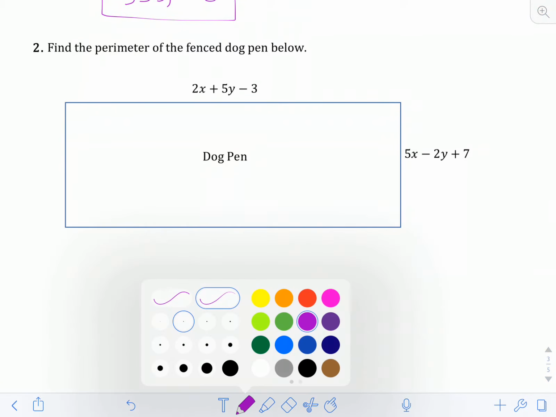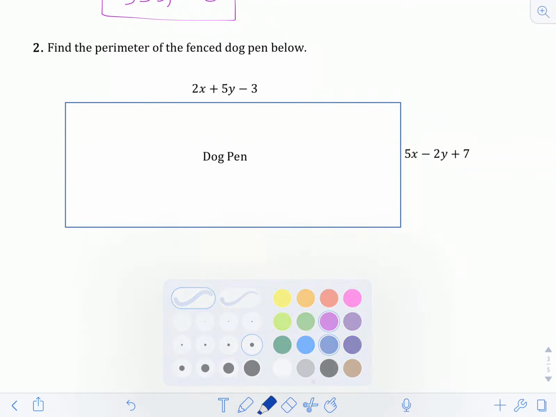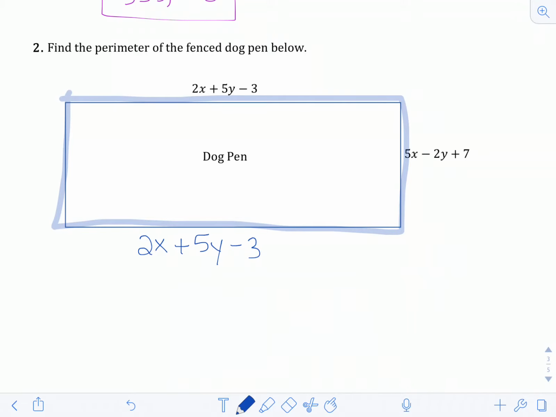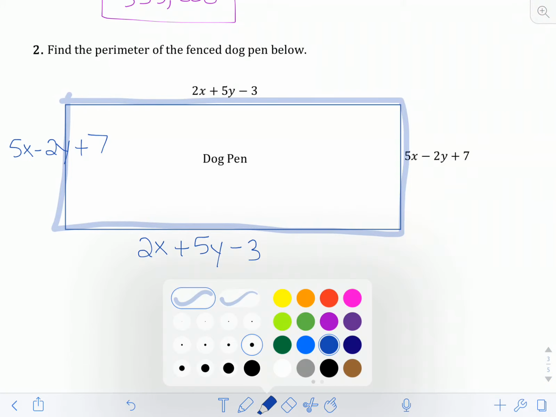And the last one here, find the perimeter of the fenced dog pen below. Okay, so let's talk about perimeter. To find perimeter, you have to add up all of your sides, all of them, not just 2 of them, all of your sides. So if my length here is 2x plus 5y minus 3, my length here is 2x plus 5y minus 3. If my width is 5x minus 2y plus 7, my width over here on this side will be 5x minus 2y plus 7. So we're just going to go around and we're going to combine like terms.